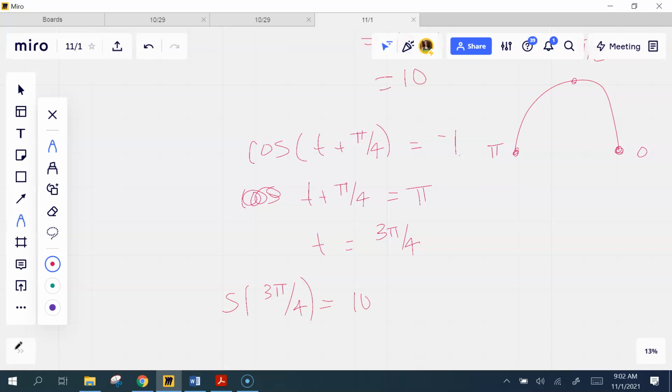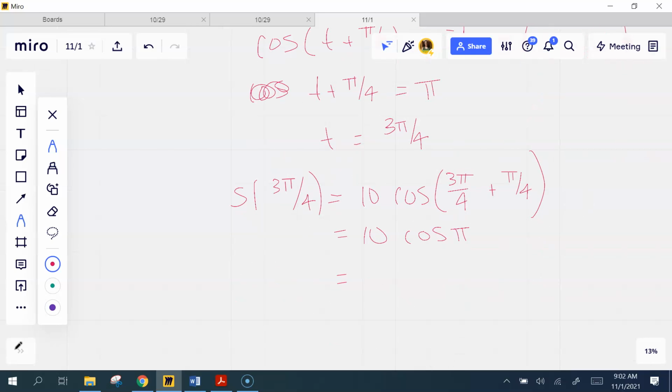Now plug that into my position function. You should get 3 pi over 4 plus pi over 4. What's the cosine of pi? Negative 1. So 10 and negative 10. There we go. Okay, we do 15 now.